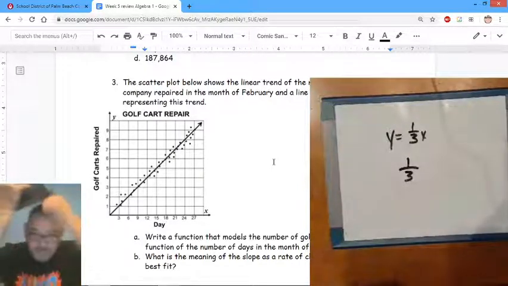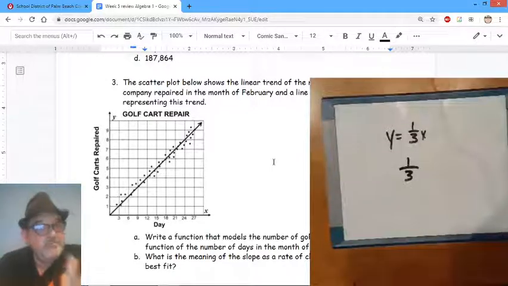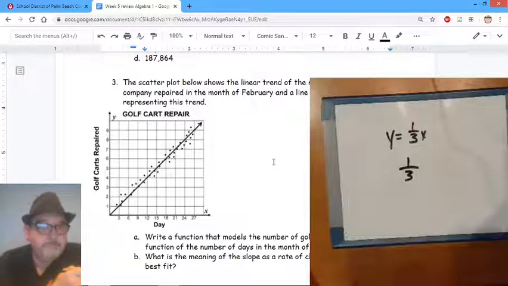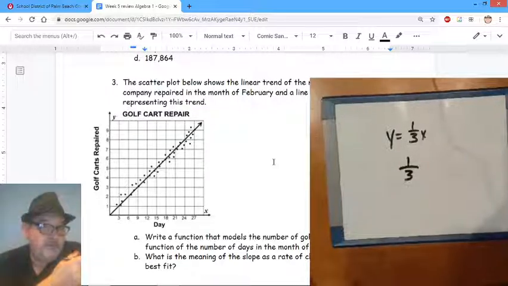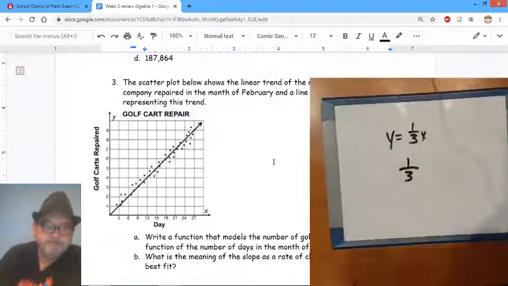And what is the meaning of the slope? Well, what it means is it takes them 3 days to repair 1 golf cart. So every time you go over 3 days, you go up and you look and see they only fixed 1. So that's what that means.